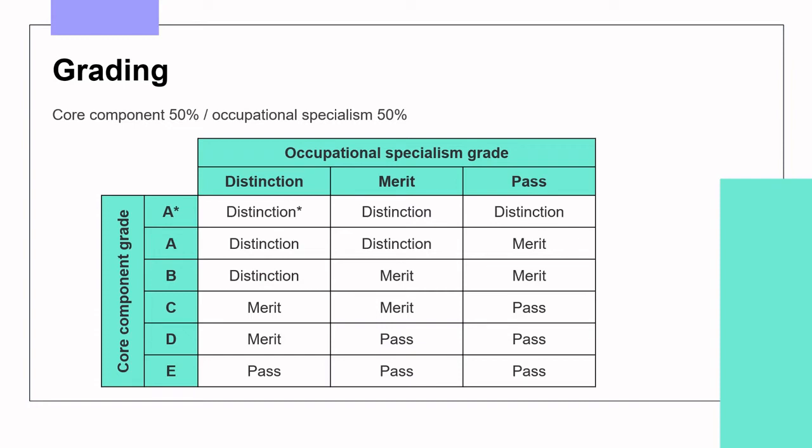When all the assessment components have been completed, you'll be able to use the grading matrix found within the specification. The overall weighting is a 50-50 split between the core component grade and the occupational specialism grade. Let's say a student got a B in the core component and a merit in the occupational specialism. Then the final grade for the technical qualification would be a merit.